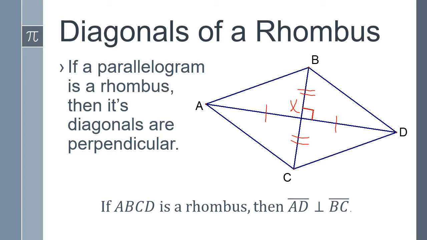So both diagonals are perpendicular bisectors of each other. Segment AD is the perpendicular bisector of segment BC. Segment BC is the perpendicular bisector of segment AD. And all of the rules that go in line with perpendicular bisectors are still in play. So that means, just like we learned before when we talked about perpendicular bisectors, they're equidistant from the endpoints of the segments.